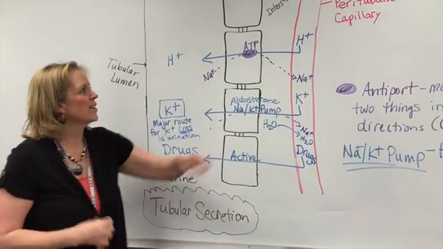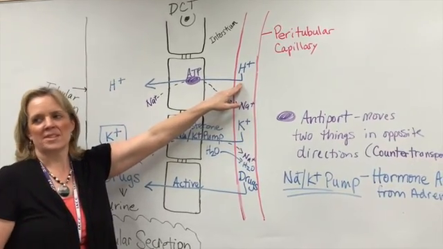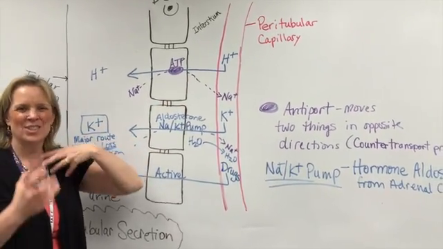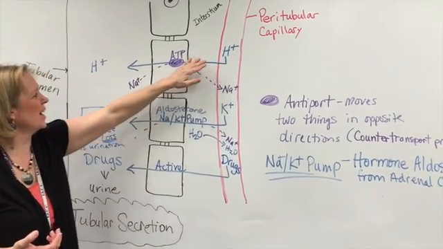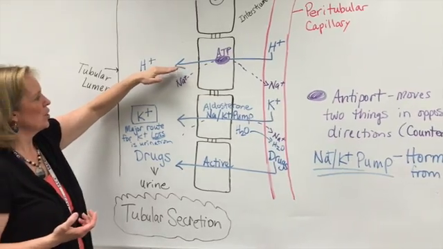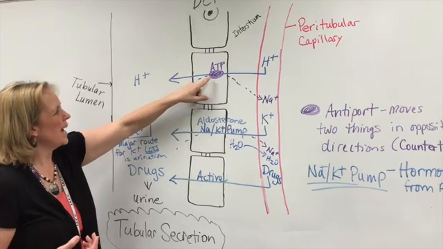So I'll start with hydrogen ions. Hydrogen ions build up from metabolism, so we're highly acid-creating creatures. Acids, hydrogen ions, get moved across the renal tubule cells and into the tubular lumen by active transport.